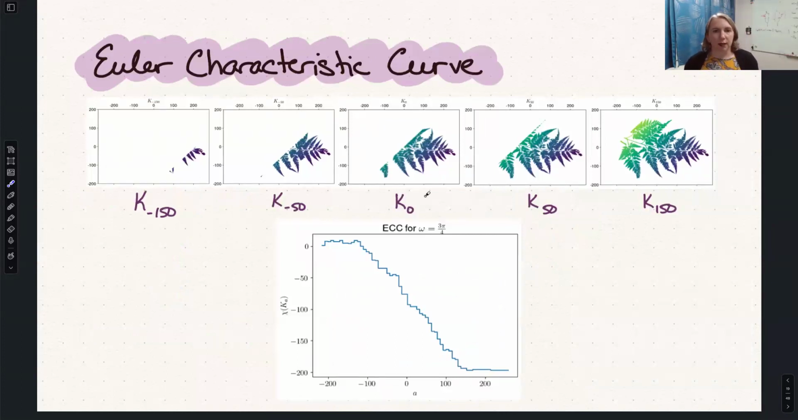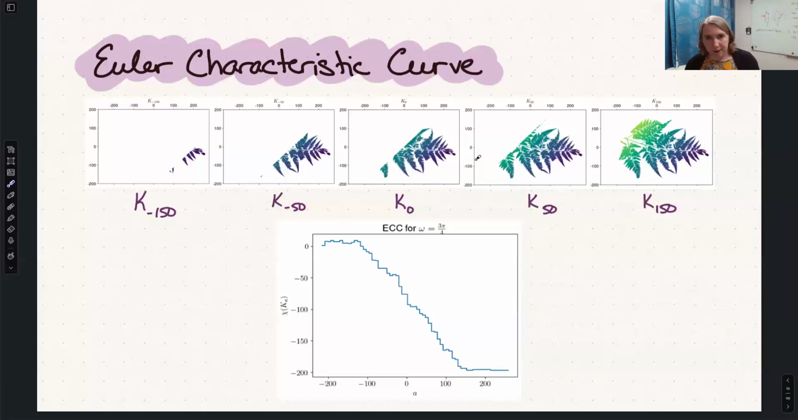So what's going on here? My Euler characteristic curve is now a threshold based on, in this case, the 3 pi over 4 direction. So I'm going in this direction, that's my omega. My shape always starts with Euler characteristic 0 and ends with whatever the full shape has as its Euler characteristic, in this case -200. And in this particular case, I end up with this sort of integer valued function that generally slopes downward. All this is, I'm going to take a bunch of sublevel sets of my fern leaf and figure out what the Euler characteristic is at any stopping point.